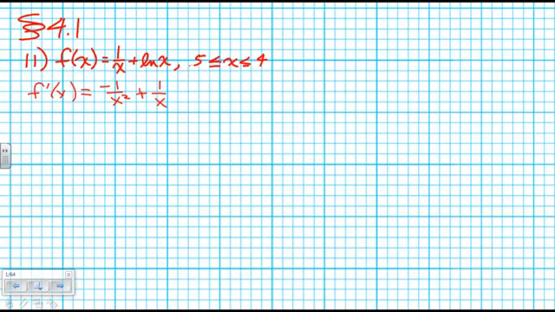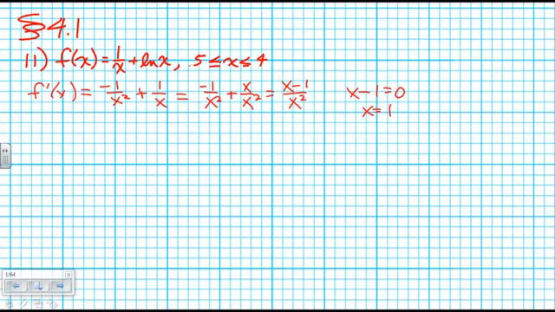Let me see if I can come to the same conclusion. I want to find a common denominator here. I end up with negative 1 over x squared plus x over x squared, which gives me x minus 1 over x squared. And now I'm interested, what values of x make that numerator 0? x minus 1 equals 0 when x is equal to 1. So I agree that 1 is the x coordinate of a critical point.